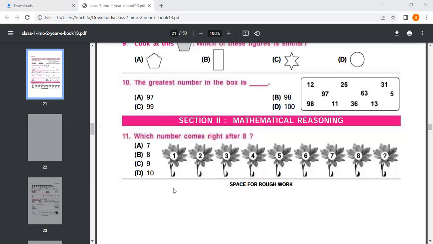Excellent. Very good. Super. Now tell me number 11, Animesh. Which number comes right after 8? Ma'am, number C, 9. Very good, excellent. How come it's 9, beta? Explain me the answer.